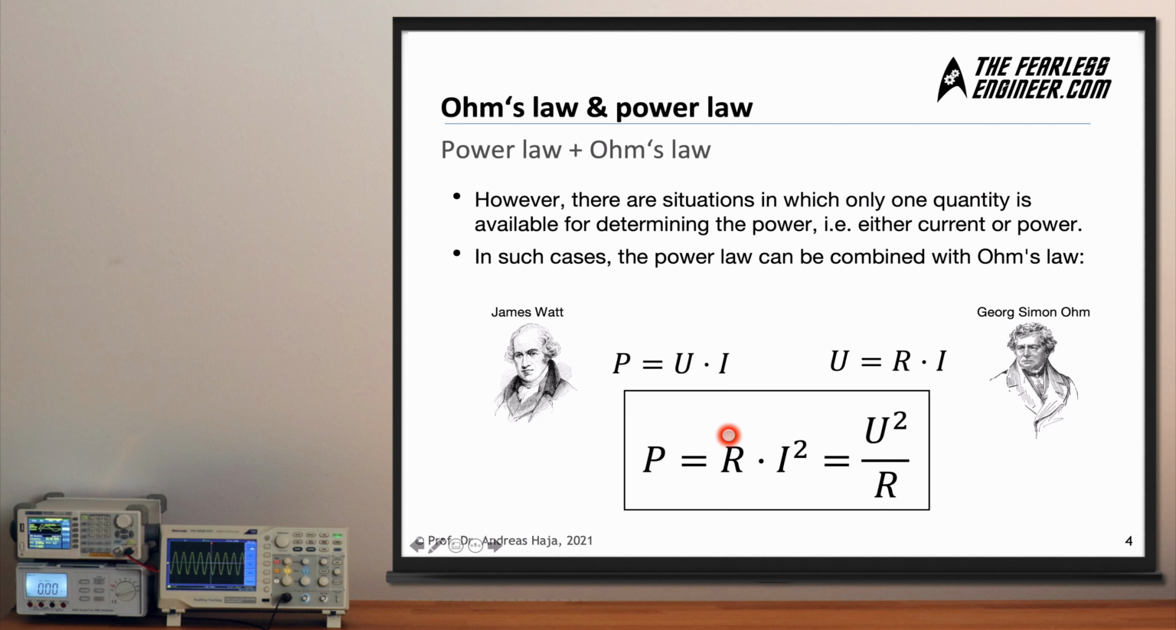And in case we want to replace the current, because we only have the voltage, we can also use Ohm's law and plug it into the power law equation. We can simply reshape this law with I on one side and the ratio of U, the voltage, and resistance on the other side. We plug it in here and we arrive at this simple form. So in the second form, we have power equals voltage squared divided by resistance.